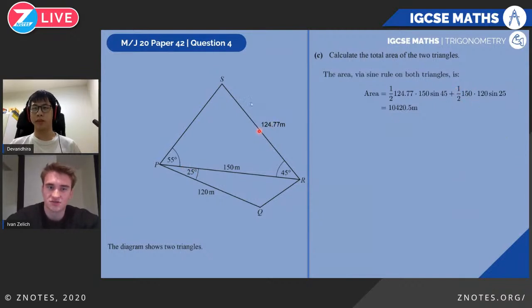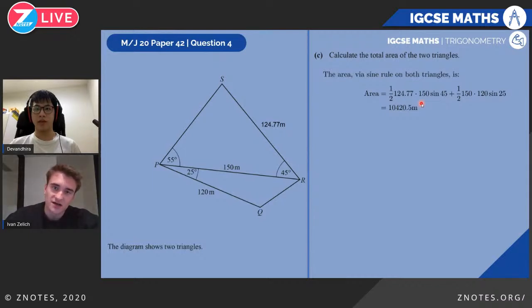And the other expression is for this area. And then we just add them and we get the answer. Oh, sorry, this should be meters squared. Units, very important. Okay. So that one's actually quite simple from B.